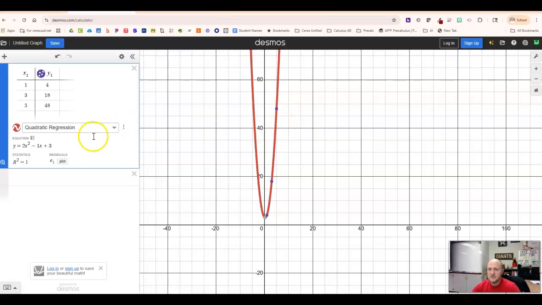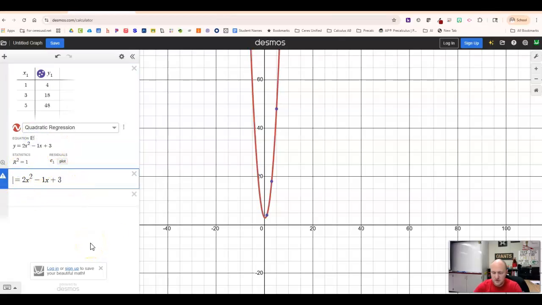And what you'll notice is right here, y equals 2x squared minus x plus 3. Do those numbers look familiar? Well, isn't that your a, b, and c? A is 2, b is negative 1, c is 3. Hey, it gave it to me. And if you wanted to use this, you could click this button and it'll drop it down here.